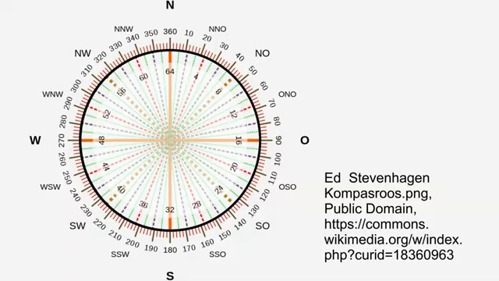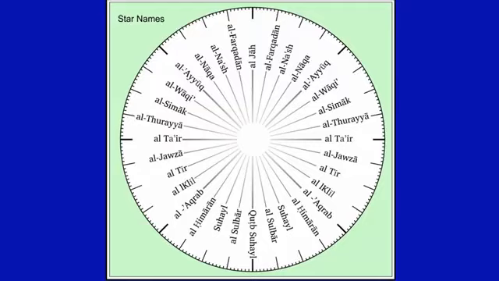Here is a picture made by Ed Stevens Hagen trying to fit the 32 akhnam onto 360 degrees. And here are the star names of the Arab windrose. Notice how the Arab names were given to each of these different directions.